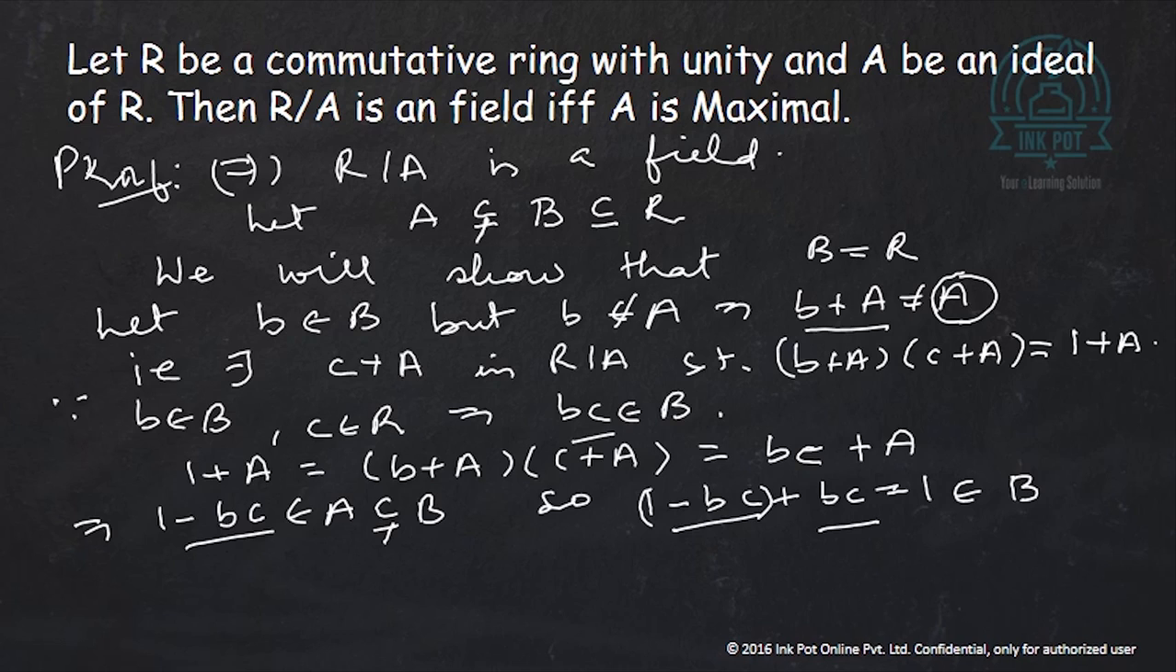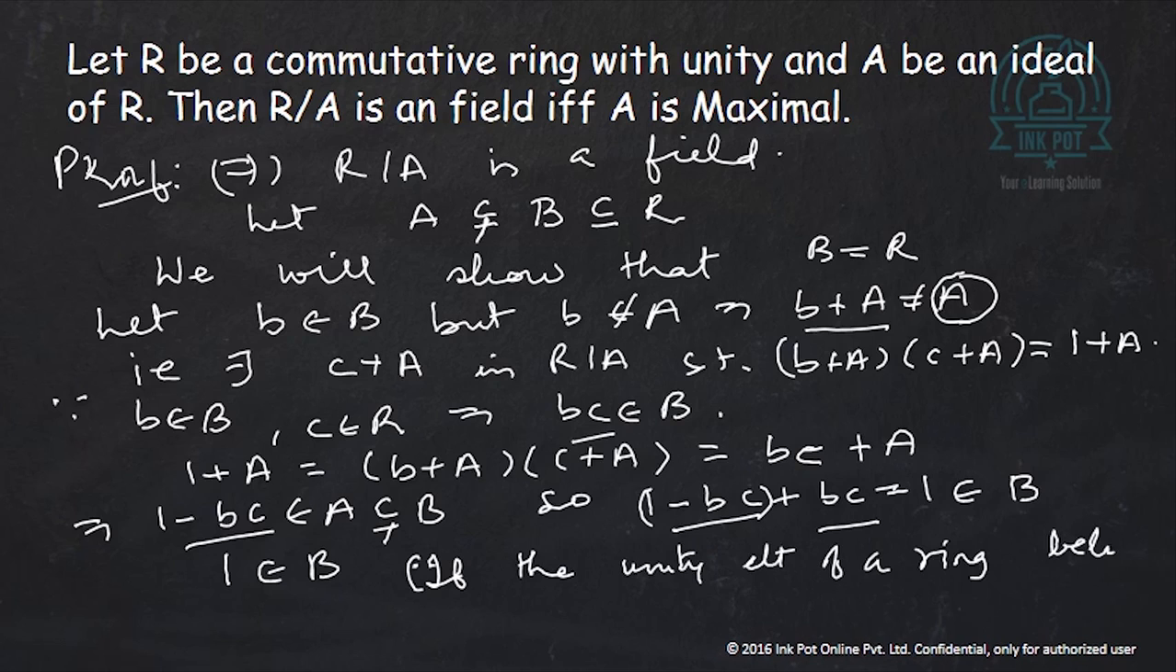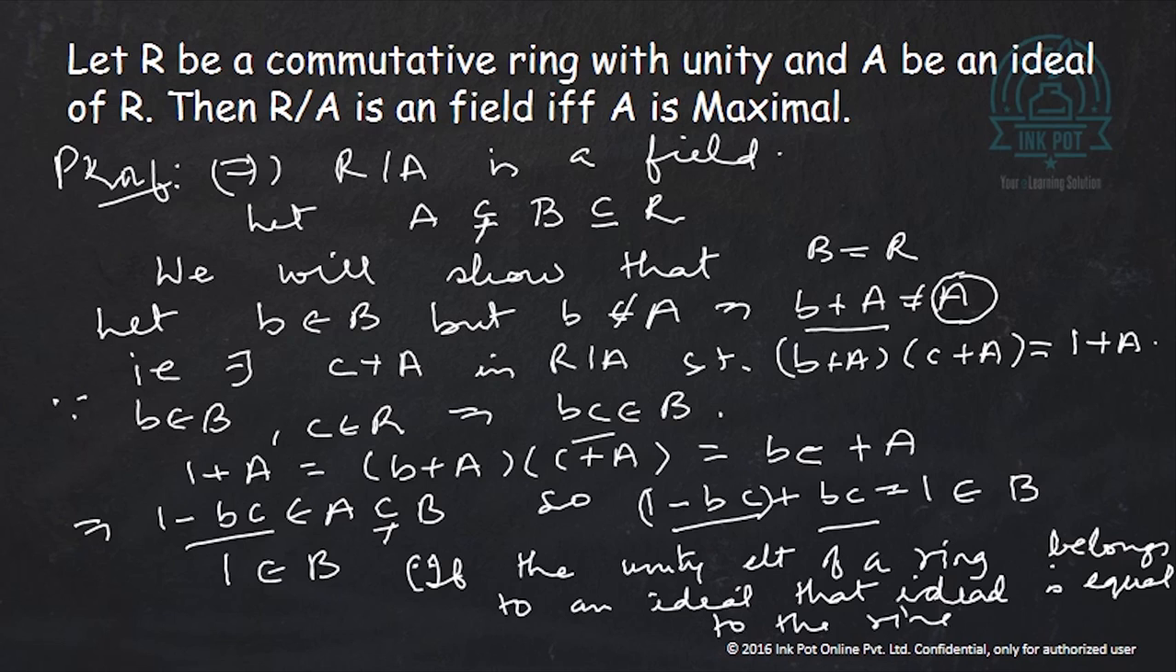The unity element of R belongs to B, and we have a result that if the unity element of a ring belongs to an ideal, that ideal is equal to the ring. So this result implies that B is equal to R, and hence A is a maximal ideal in R. Let's see the converse.